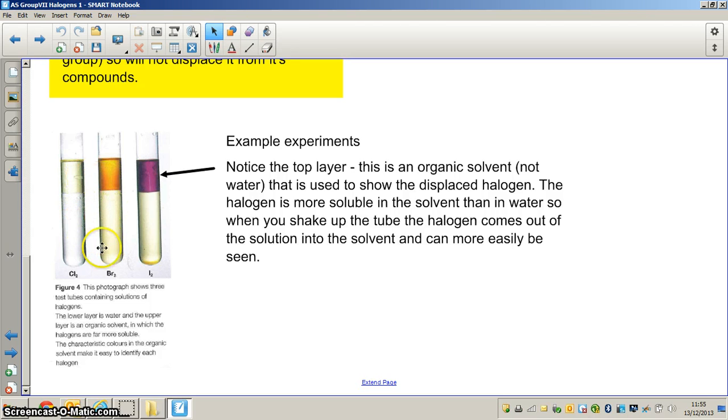With bromide, chlorine replaces the bromide to liberate bromine, which is in the organic layer that we've just talked about, and the same with the iodine and the iodide. Chlorine water into sodium iodide liberates iodine, and the iodine dissolves in the organic layer, and that's what gives it the purple colour.